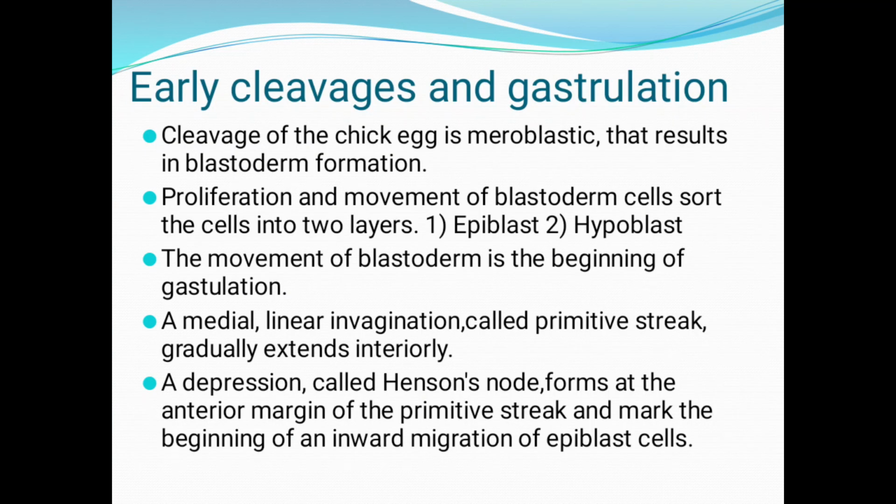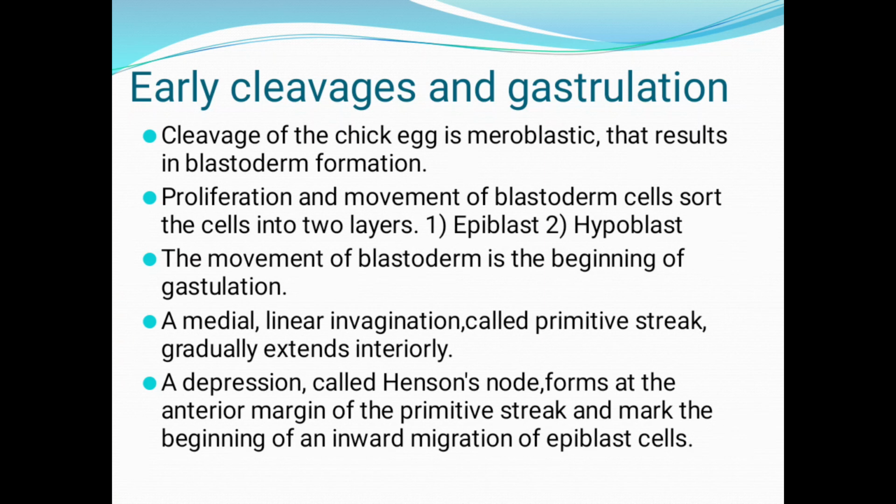Now, early cleavages and gastrulation in the avian embryo. Cleavage of the chick egg is meroblastic, meaning it does not divide the embryo into two equal halves due to the presence of a large quantity of yolk. As a result of this cleavage, the blastoderm is formed. Proliferation and movement of the blastoderm cells sort the cells into two layers, epiblast and hypoblast. The movement of the blastoderm is the beginning of gastrulation.